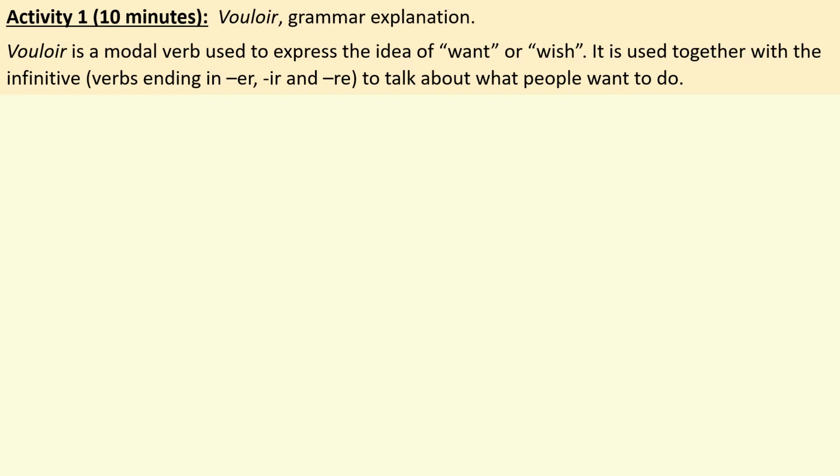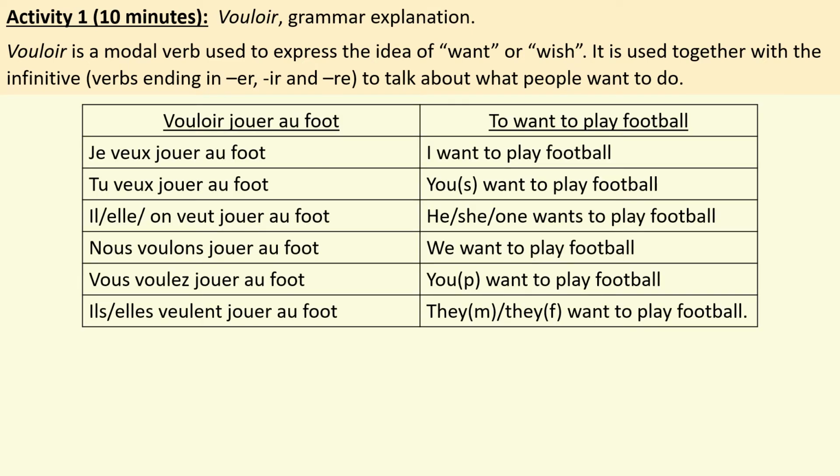Now remember, infinitive, we talked about that in class, and it's a verb ending in either er or ir or re. So it is used together with the infinitive to talk about what people want to do. Here is an example in front of you. So to want to play football, which is vouloir jouer au foot. If you look at the first line, it's je veux jouer au foot. Then underneath, tu veux jouer au foot. Then il, elle, on veut jouer au foot. Then nous voulons, vous voulez, ils, elles veulent.